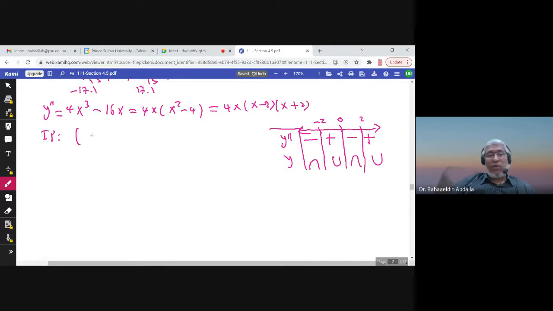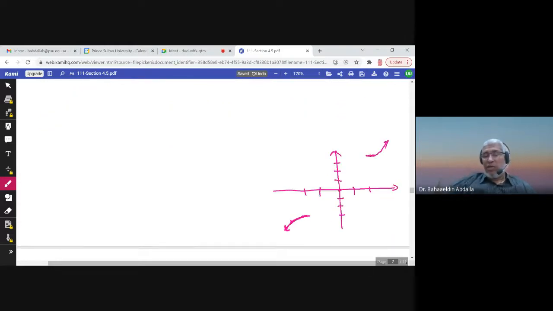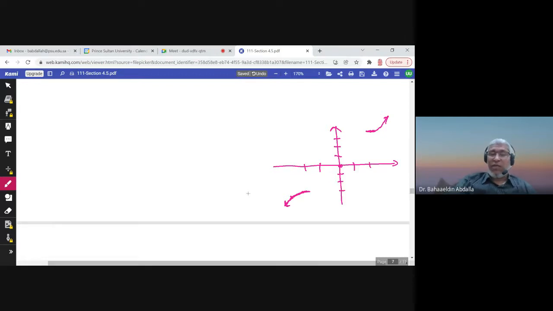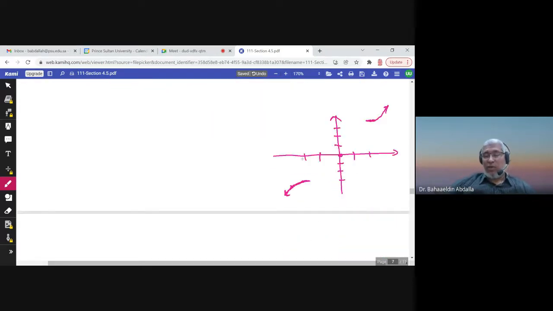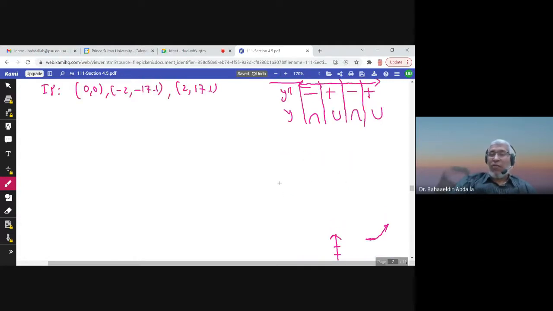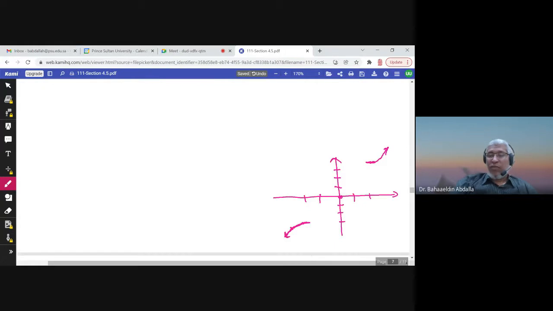So 0, 0 is an inflection point. Negative 2 and negative 17.1 is an inflection point. 2 and 17.1 is an inflection point. Okay, let me start from negative infinity. From negative infinity to negative 2, so up to here, it's concave down. That's good. Now, from negative 2 to 0, it's concave up.